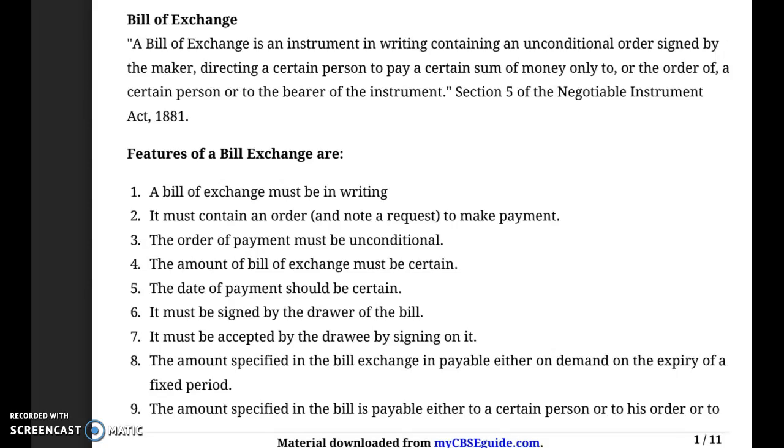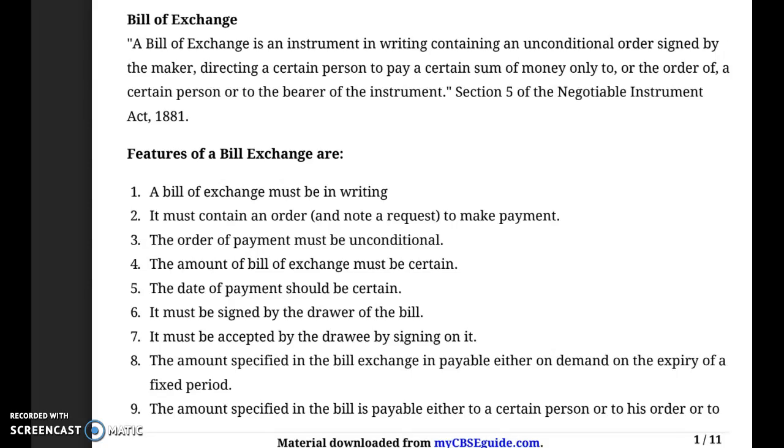Now, how will the transaction take place in a successful way? There is one very simple and very important way through which the transaction can take place. That is through accepting a bill of exchange. Now, what a bill of exchange is and how it operates and functions, let's understand the meaning of bills of exchange.